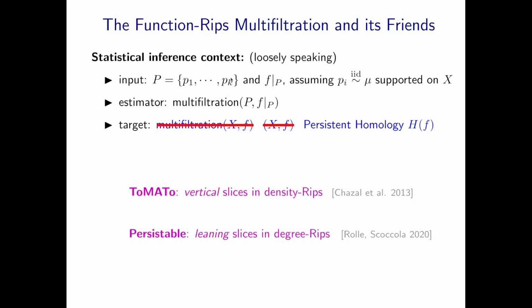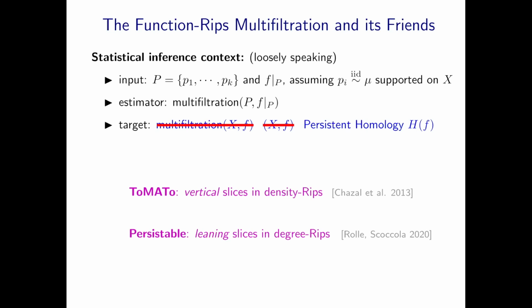And in particular, we're not going to be able to say that the multifiltration itself converges to the space because that's not true. But we're going to say that the persistent homology of this multifiltration is going to converge to the persistent homology of the function f on the space X. Okay? And so this is very much in the same spirit as back in the years 2010, the algorithm Tomato, which was an algorithm for clustering, was doing precisely this.